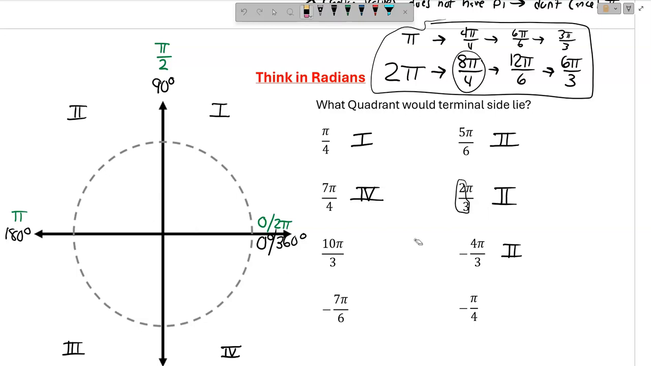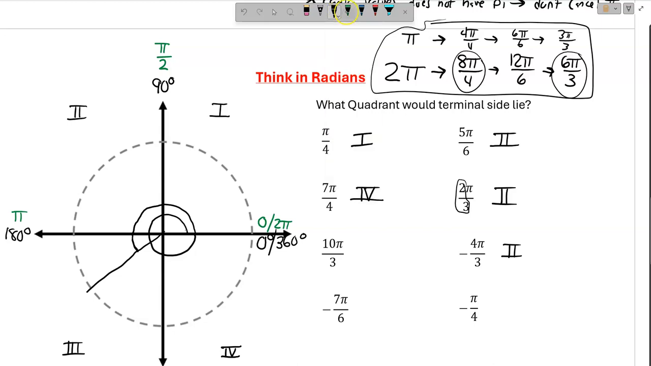The next one is 10/3. Now 10/3 is interesting because if I go 6/3, as I have up here, that's the same thing as 2 pi. So I'm going to go a full 6/3 of the way around. I have 4/3 to go. So let's think about what 4/3 means. 4/3, here's 3 over 3. That's another pi. And then we have to go one more third. So we got to think of this in terms of fractions.